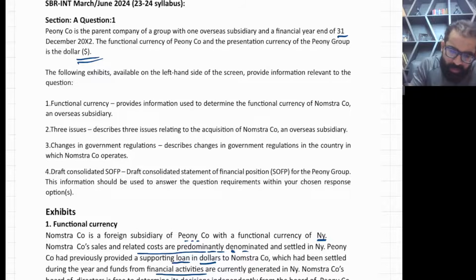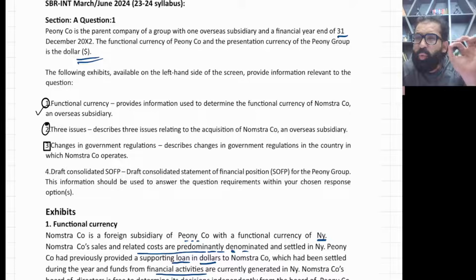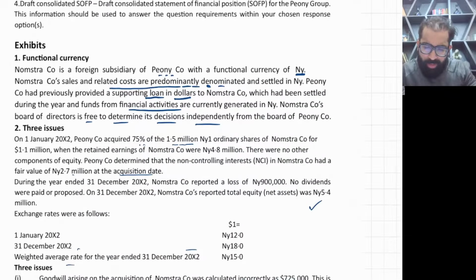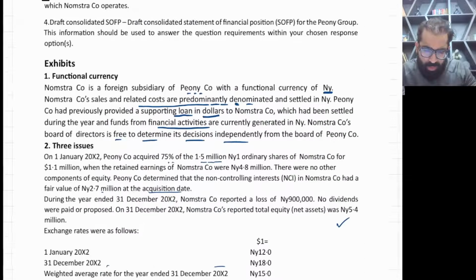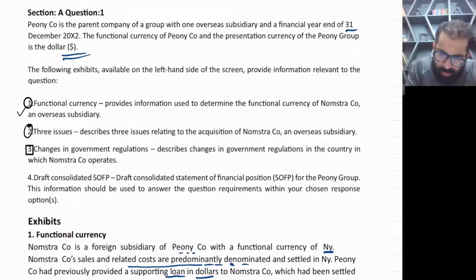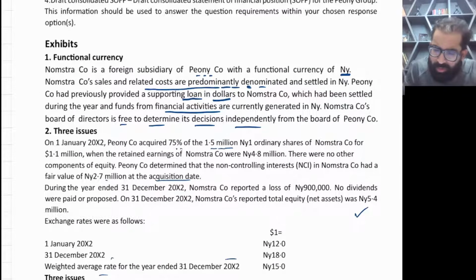These are the three exhibits: Exhibit 1, 2, and 3. The first one is functional currency. I would say this is an old copy paste of a previous attempt. Let's discuss only this first part right now. It is written: Nomstra Company is a foreign subsidiary of Peony Company with a functional currency of NY.